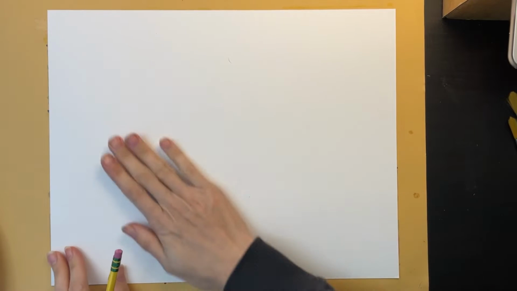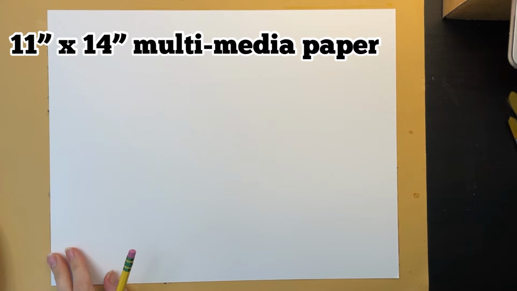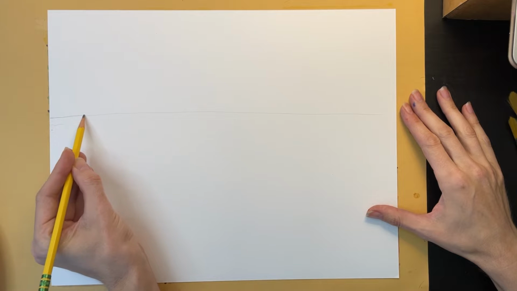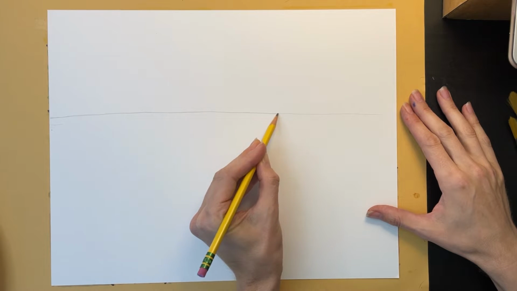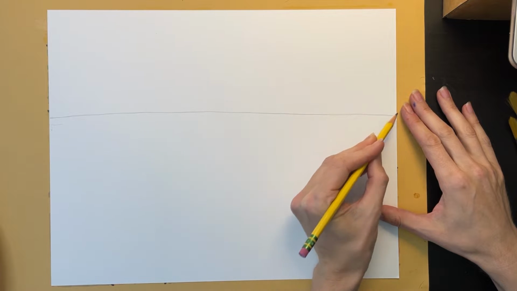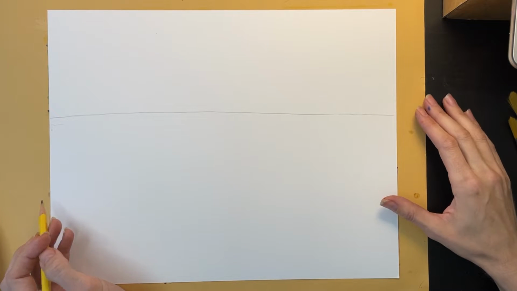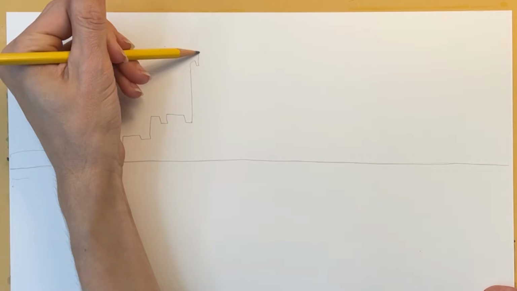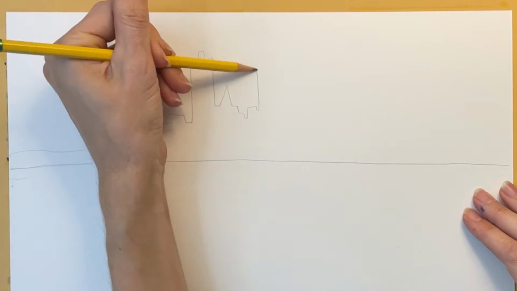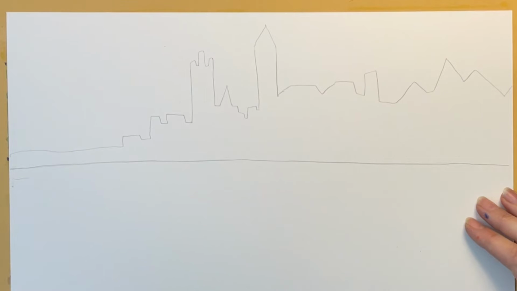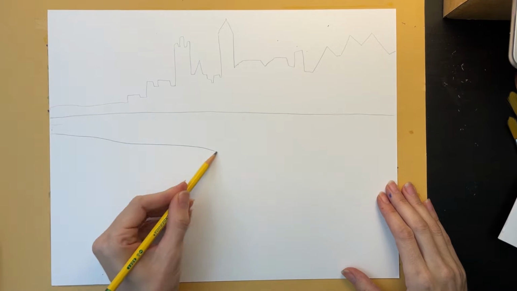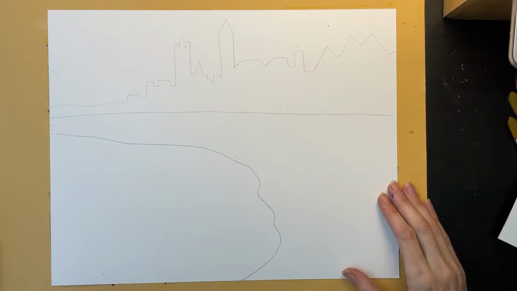To get started, I'm grabbing an 11 by 14 inch piece of multimedia paper and a pencil. I'm going to sketch a rough outline of my composition. I'm drawing a horizon line a couple inches above the middle of my paper. Above the horizon line, I'm sketching a simple and very abstract silhouette of a London cityscape. Here I'm drawing a curved shoreline.